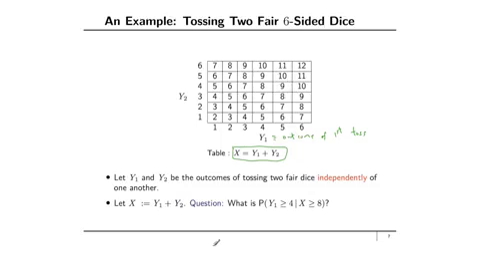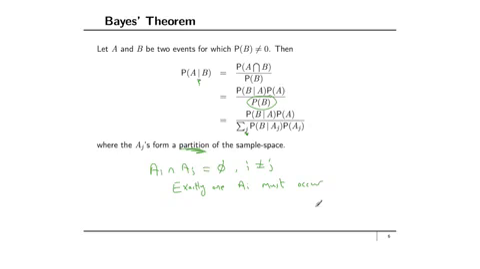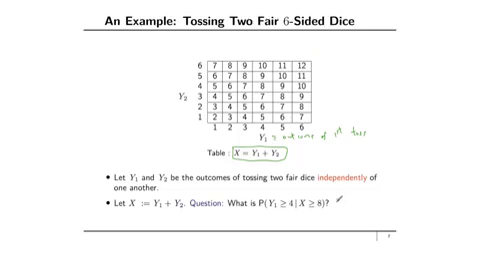So the question we're interested in answering is the following. What is the probability of Y1 being greater than or equal to 4 given that X is greater than or equal to 8? Well, we can answer this using this guy here on the previous slide. So this is equal to the probability that Y1 is greater than or equal to 4 and X is greater than or equal to 8, divided by the probability that X is greater than or equal to 8.